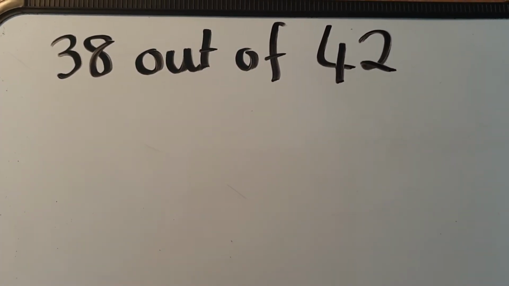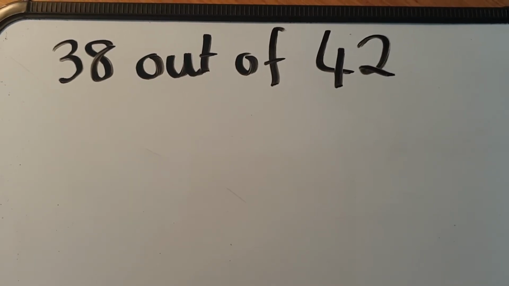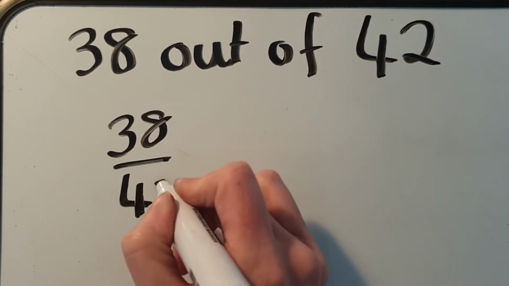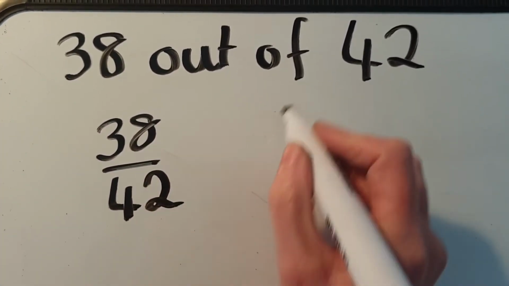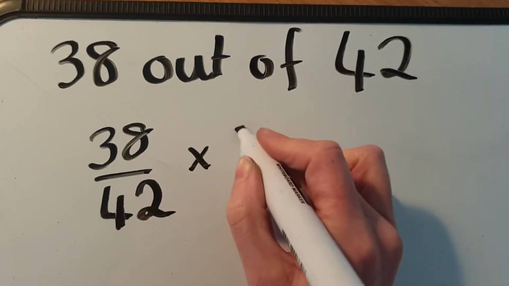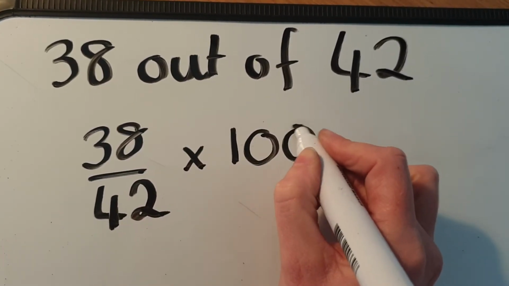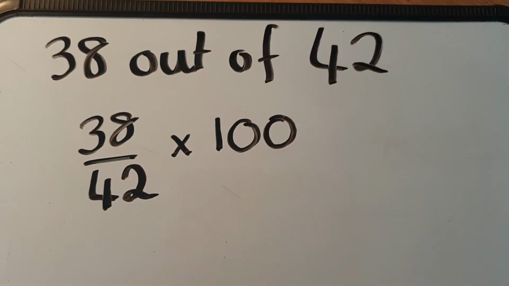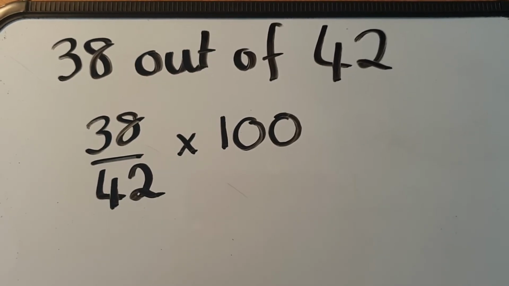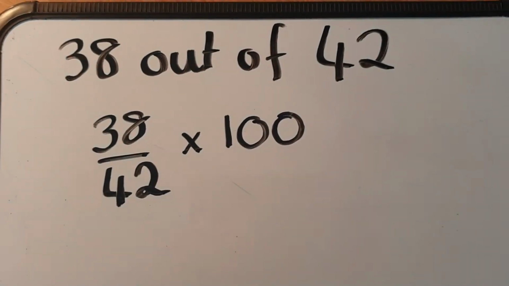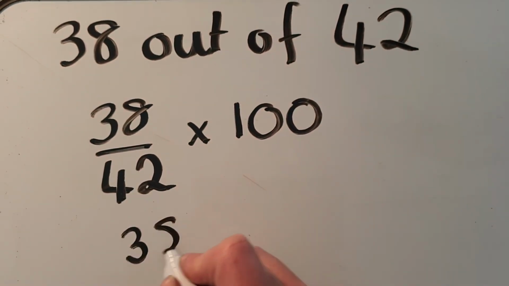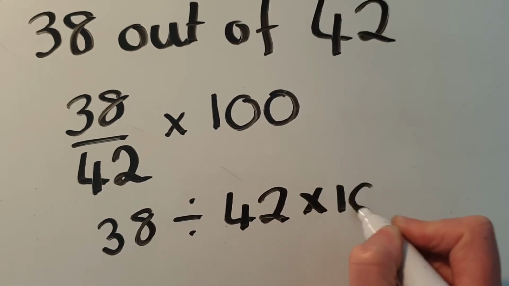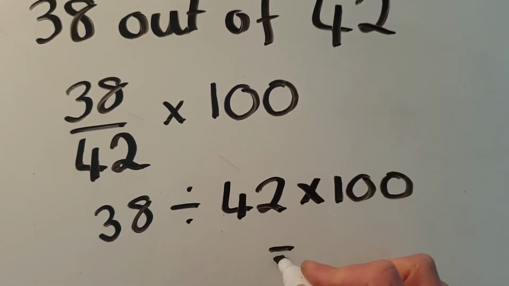Okay, if you're allowed to use a calculator for this one, we would still start it off the same way. We can just write it as a fraction. So 38 over 42. But instead of putting equivalent to something over 100, we're going to times it by 100. And that will give us our percentage. So some of you will know where there's a fraction button on your calculator, but if you don't, all you do is type in 38 divided by 42 times 100. And that will give you your answer.